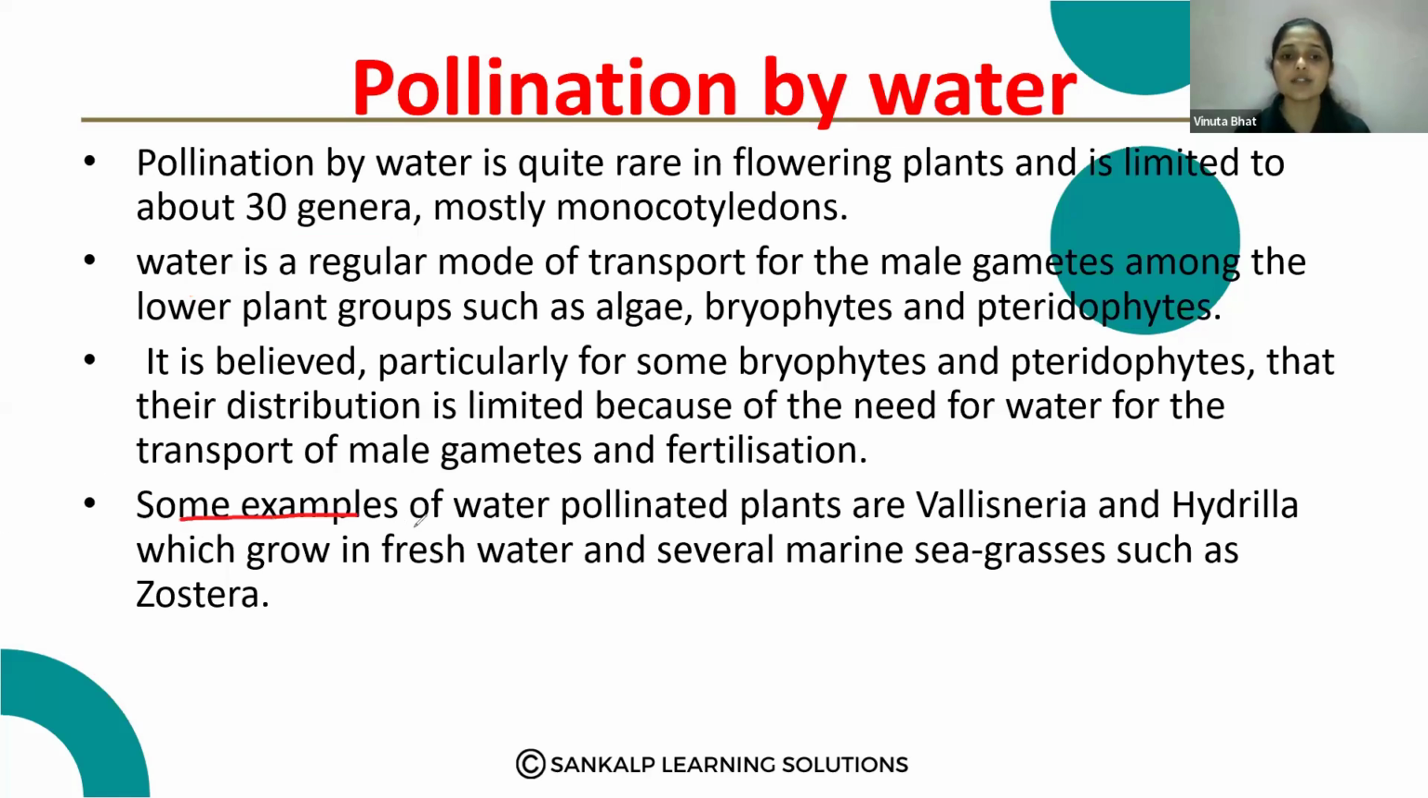Some examples of water pollinated plants among angiosperms are Vallisneria and Hydrilla, which grow in freshwater, and several marine sea grasses such as Zostera. So Vallisneria and Hydrilla grow in freshwater and use the water for pollination, and Zostera is the sea grass that grows in marine water.